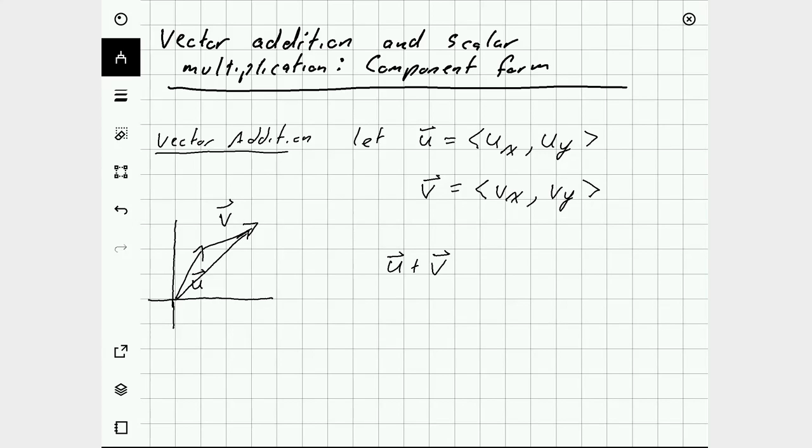And if you look at it, recognize that in the x direction, the total distance we went is ux and vx. In the y direction, the total distance we went is uy and vy. So to add two vectors, you add their x components and you add their y components. That's literally all there is to it.